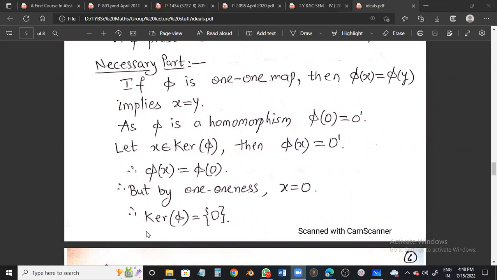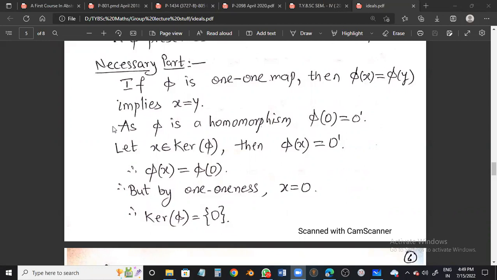Followed the proof? Okay. I would like to repeat. 1-1ness we are using. Phi is 1-1 means whenever images are equal, the pre-images are also equal. We know that 0 is mapped to 0 dash. Now we are considering x belonging to the kernel of phi. x is any random element. So phi of x is 0 dash. So these are two 0 dash, and 0 dash is one and the same.